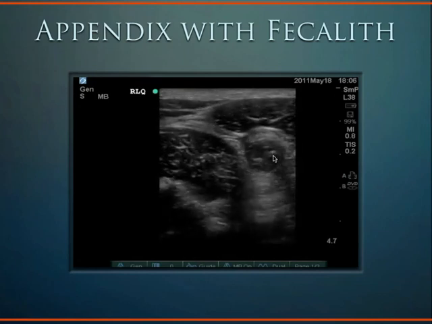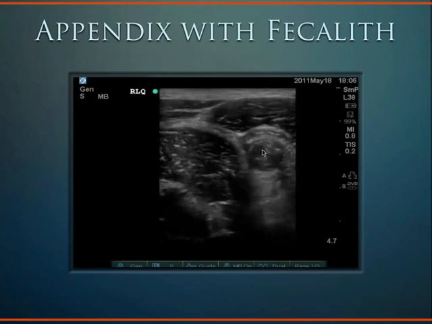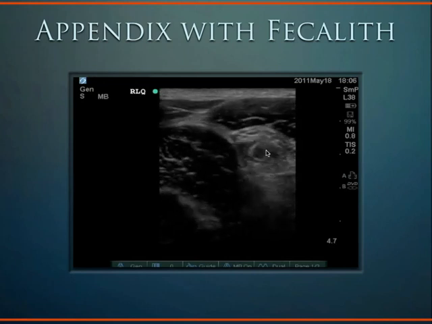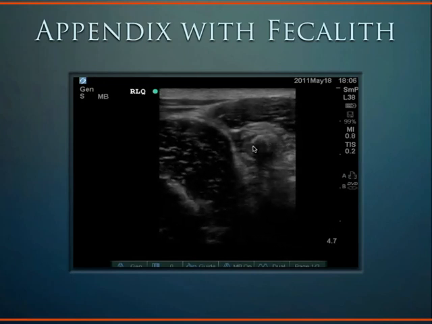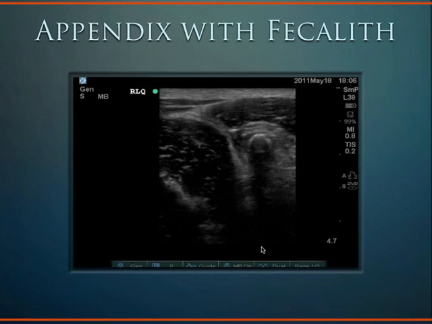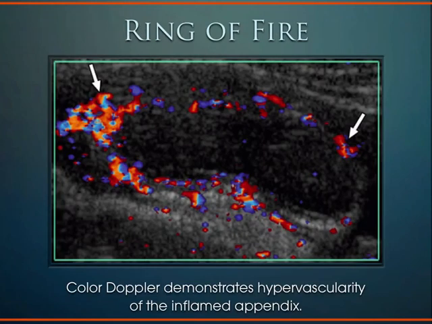Here is another one of those fecaliths here. Looks just like a gallstone or a kidney stone, except it's in the appendix, and it's got that prominent shadowing there, and that's the cause of our appendicitis. And if you were to use color flow Doppler, you can actually see a hypervascularity around an inflamed appendix to confirm, if you wanted to, that you're looking at an inflamed structure. Not necessary, but kind of elegant when you can see it like that.